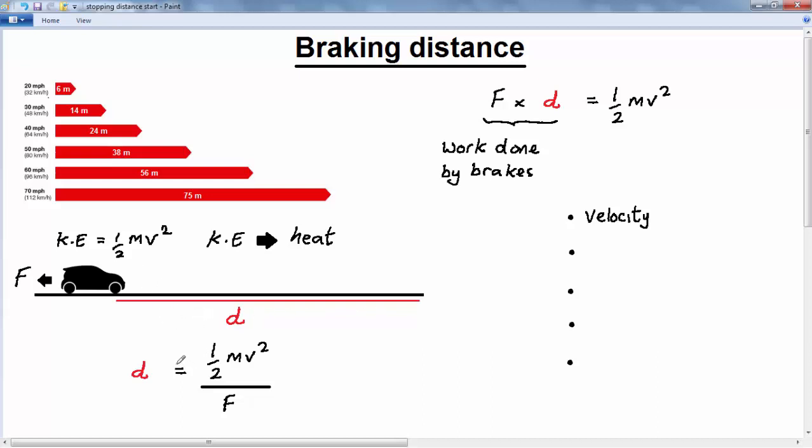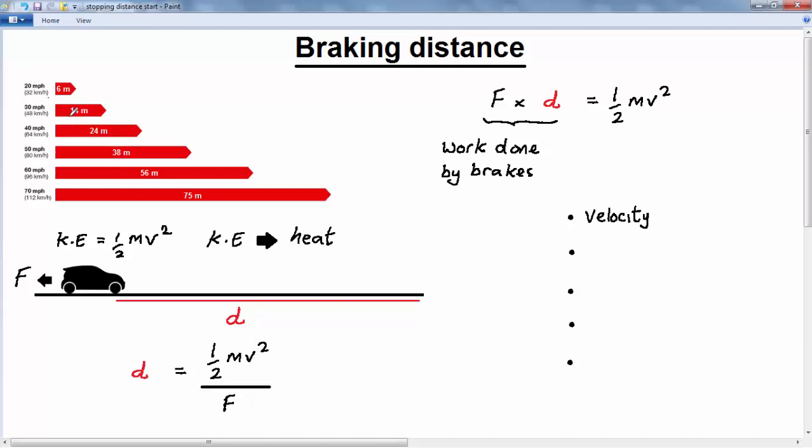You can see that because of this quadratic relationship, and this is why I separated the red from the blue earlier, there is a quadratic relationship between speed and braking distance. This graph has a curved quadratic shape. So you'll notice that if you're travelling at 20 miles per hour, the braking distance is 6 meters, but if you double your speed to 40 miles per hour, the braking distance increases by 4 times. So it's a square relationship.